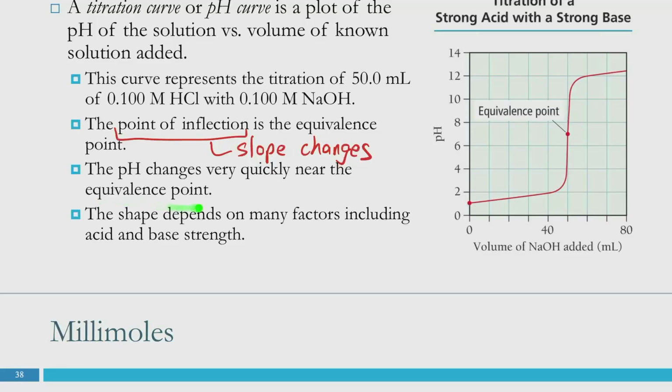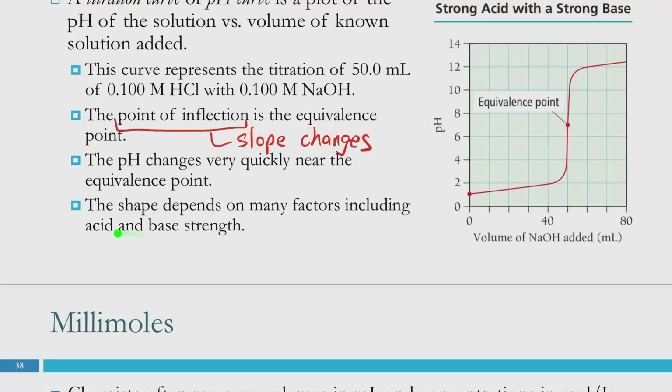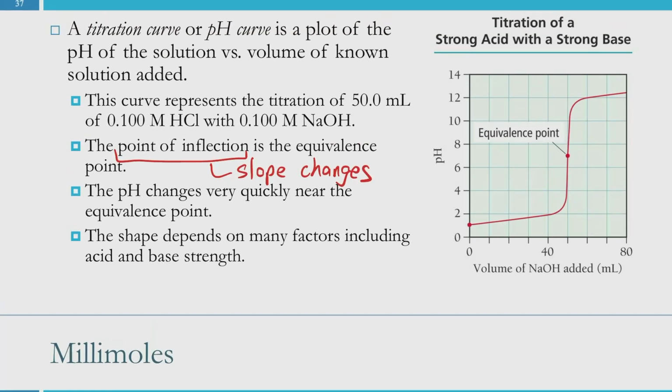And when we're near that equivalence point, our pH is going to change very quickly because we're rapidly changing the balance from being acid-dominated to being hydroxide-dominated. It'll change very quickly, and since we're exhausting all of our acid, it quickly goes into base-dominated, and so the pH is much higher. And the shape depends on a bunch of factors. We'll talk about some of those, but acid and base strength play a role here. So this is a strong acid with a strong base.